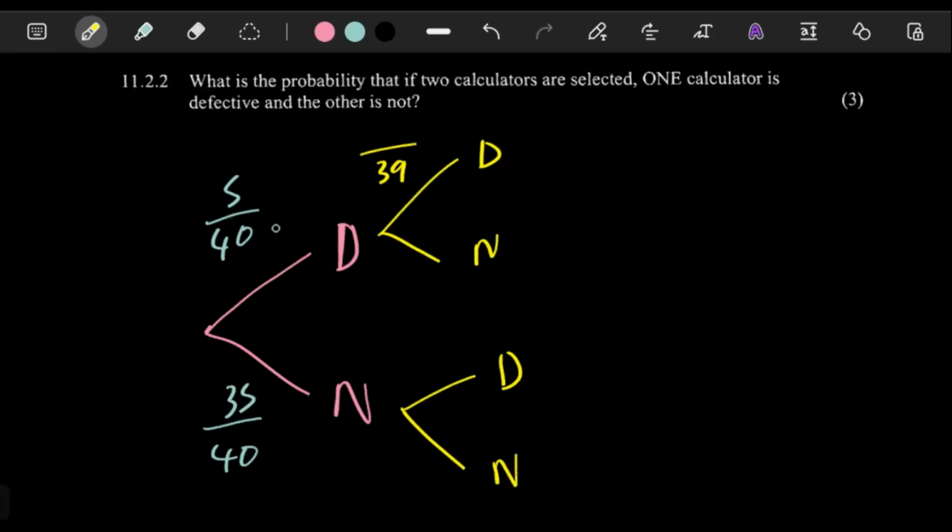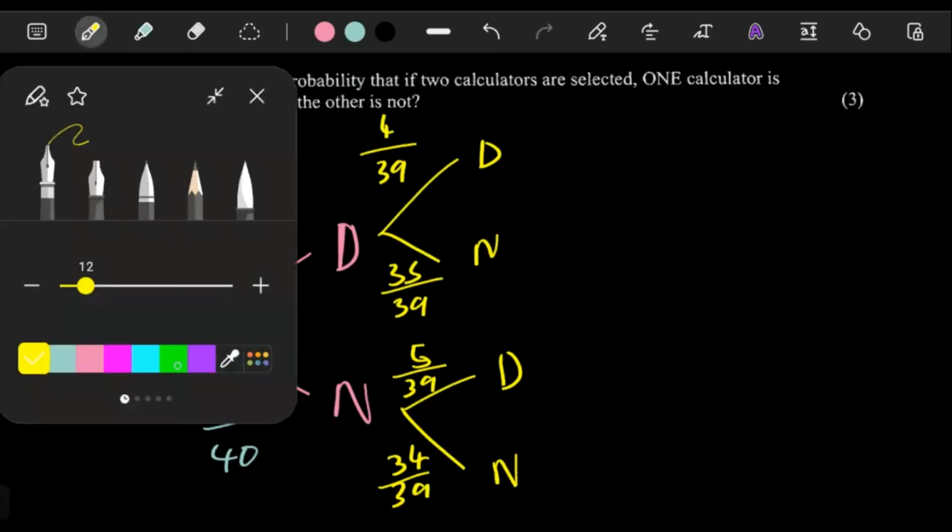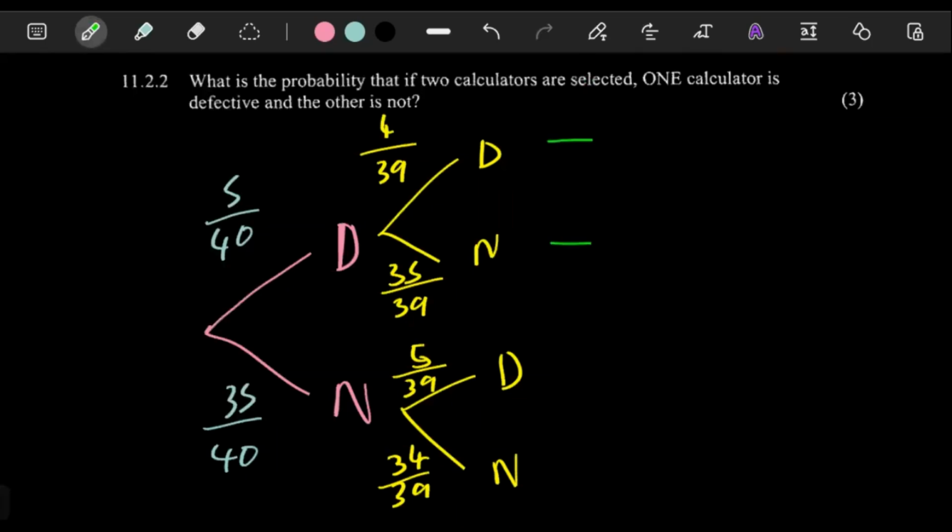But one defective calculator has been chosen, right? So it means only 4 are left. Here, all the non-defective calculators are still there. Here, if a non-defective calculator is chosen, it means all the defective ones are still there. Here, one non-defective has been chosen, so only 34 are left. So to get the probability, we have to think of these outcomes: this is D and D, this is N and D, this is D and N, this is N and N.